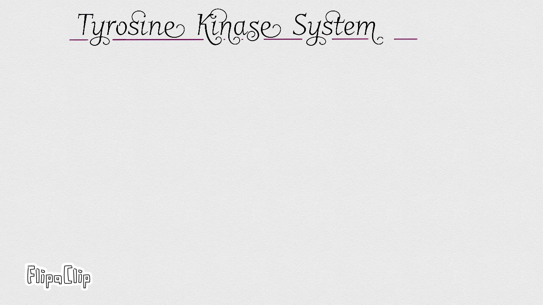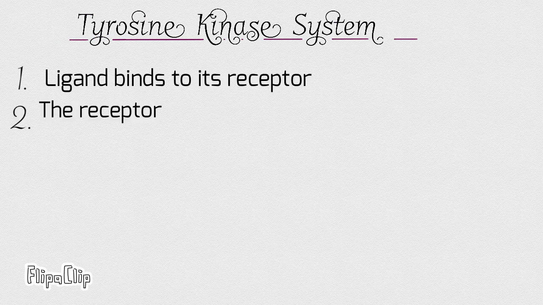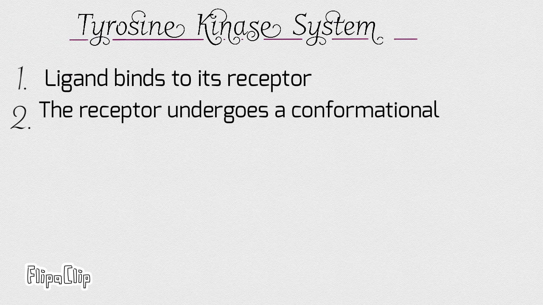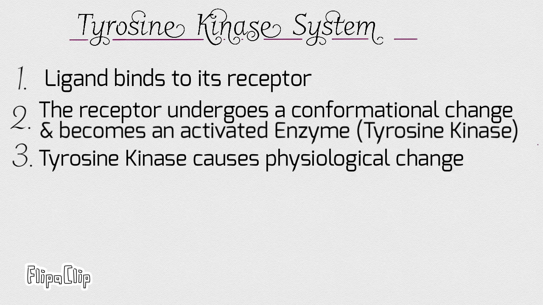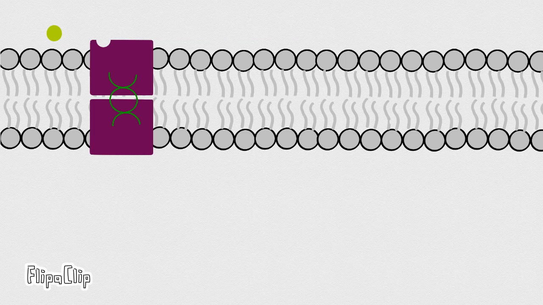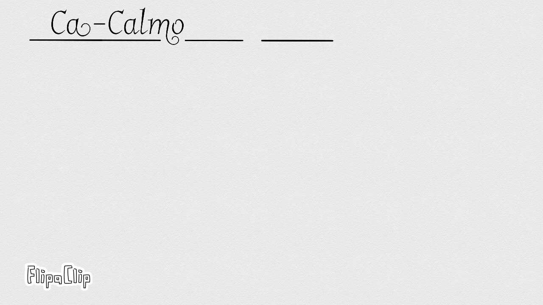So, first we'll start off with tyrosine kinase. In tyrosine kinase, the ligand binds to its receptor. This causes the receptor to undergo a conformational change and it becomes an activated enzyme, also known as tyrosine kinase, and this will cause physiological change. Here we have our ligand floating to its receptor, causing the conformational change within tyrosine kinase, and this enzyme causes physiological change.